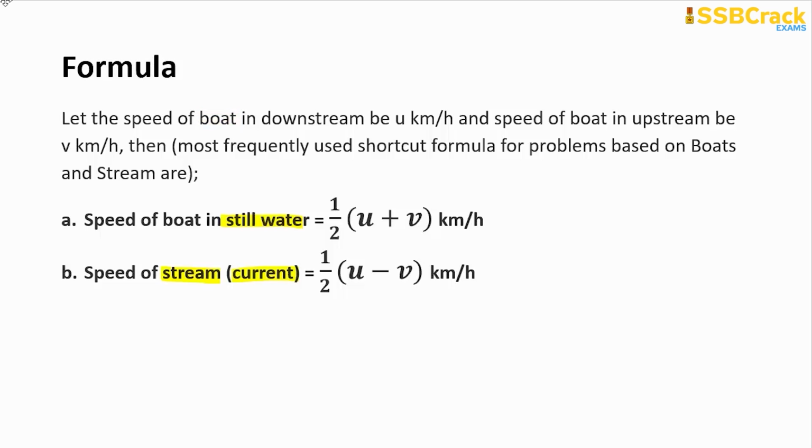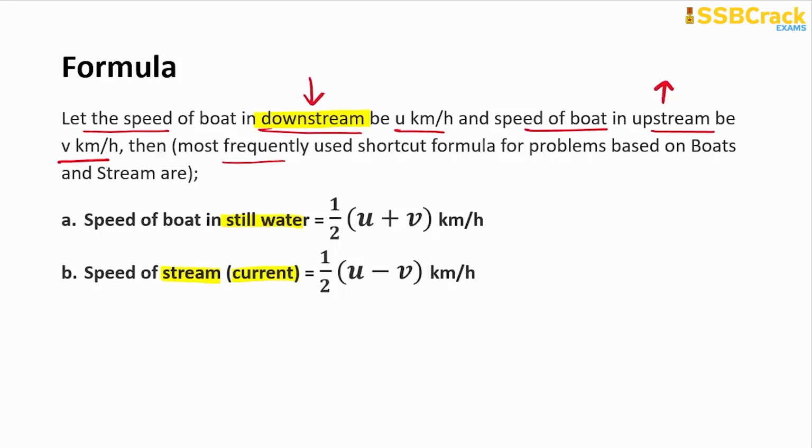So the formula is stated as: let the speed of the boat in downstream be u km/h. Understand, this is the speed of the boat when the boat is running along with the stream, that is downstream. So the downstream speed is mentioned, and the speed of the boat in upstream, running against the stream, is mentioned to be v km/h.